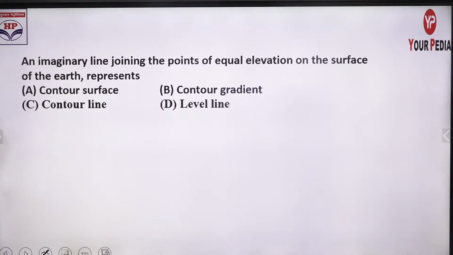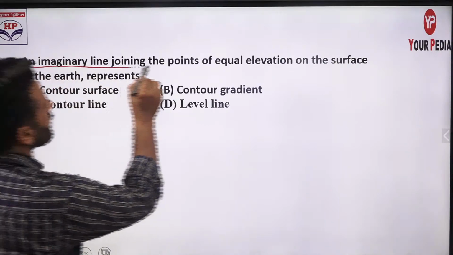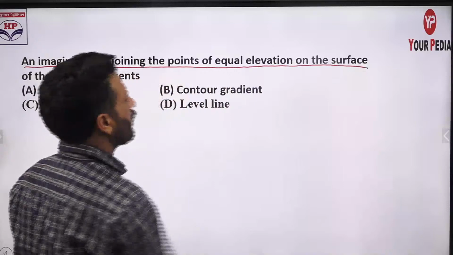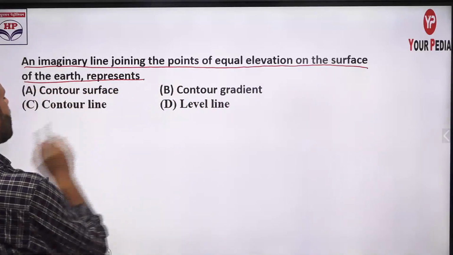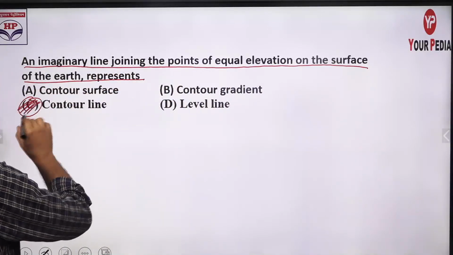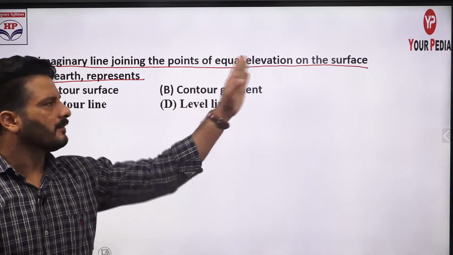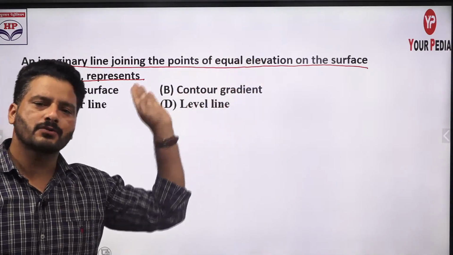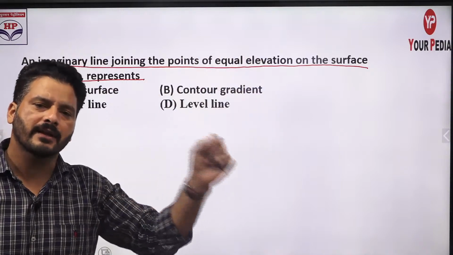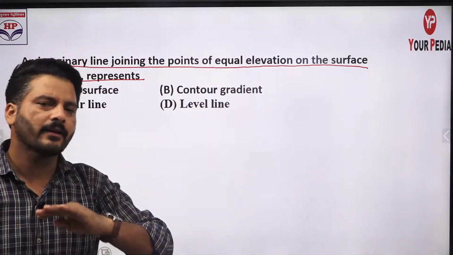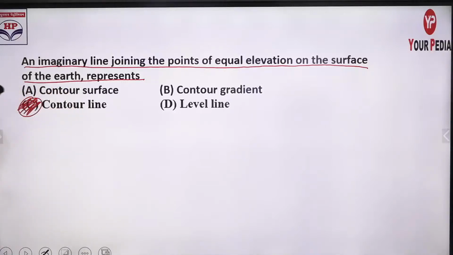Next question, an imaginary line joining the points of equal elevation on the surface of the earth is known as a contour line. Very easy question. Contour lines join points having the same RL elevation, and the line that we receive is the contour line. That is basically a kind of imaginary line. Similarly, when we study geotechnical engineering, we have the pressure bulb, where we join the points of equal vertical stress.